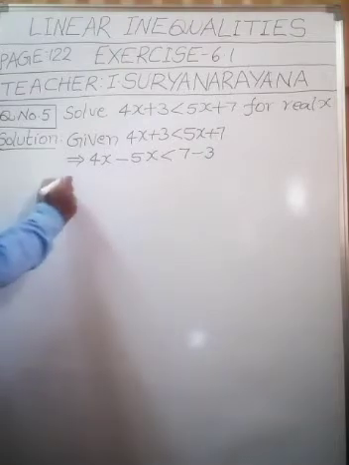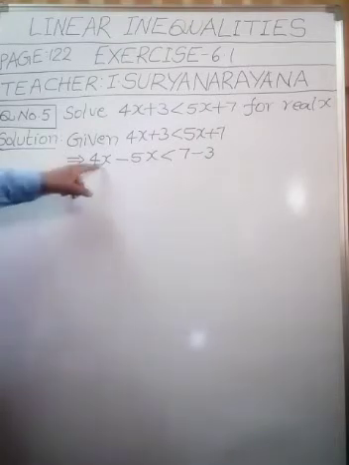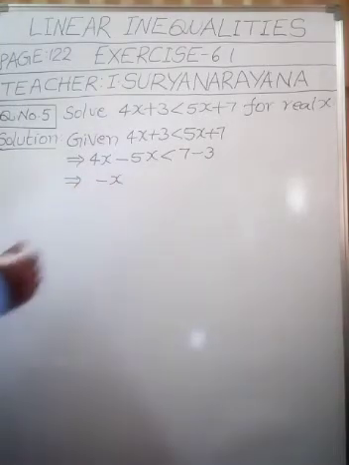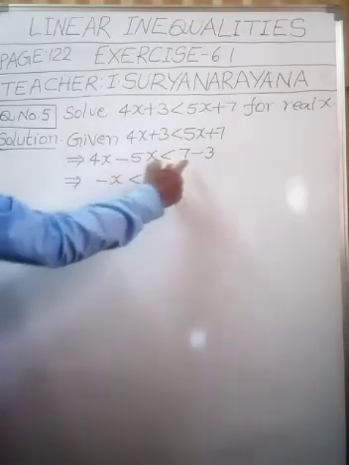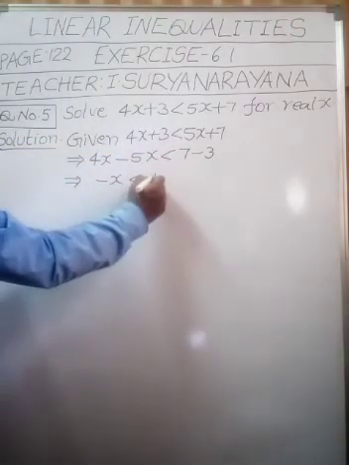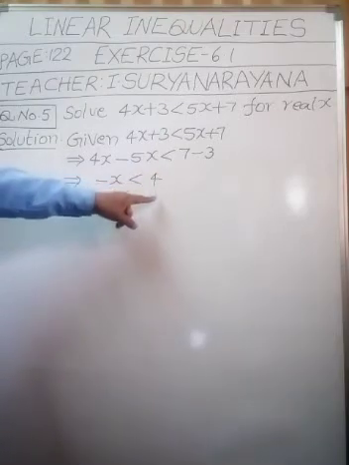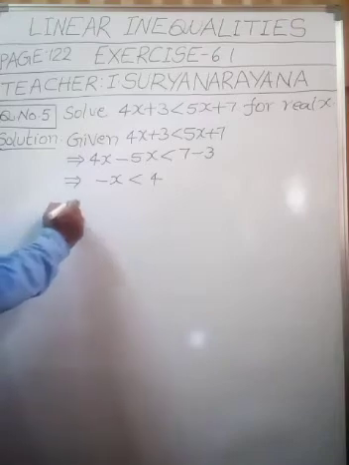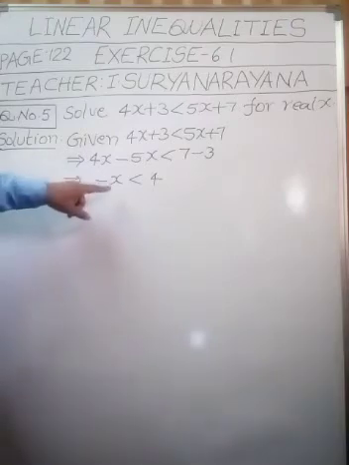Right. This implies for 4x minus 5x, what will you get here? Minus x. Understood LHS, my children? Right. Less than. Come to RHS. 7 minus 3. What will you get? 4. Understood RHS, my children? Understood this step, my children?